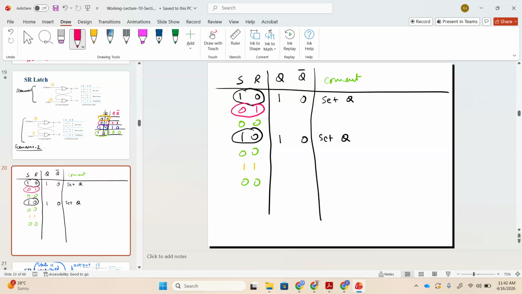Anyone will answer in 2 seconds. What will be the output? 0, 1. What is my command? Reset Q. So we're resetting the flip flop, because remember we are resetting the Q.